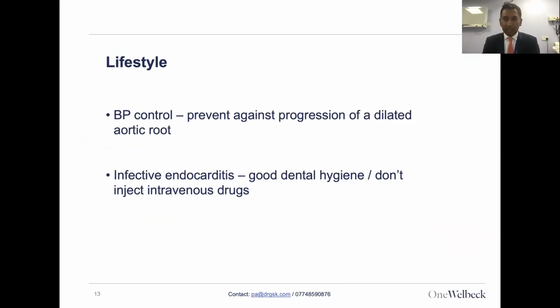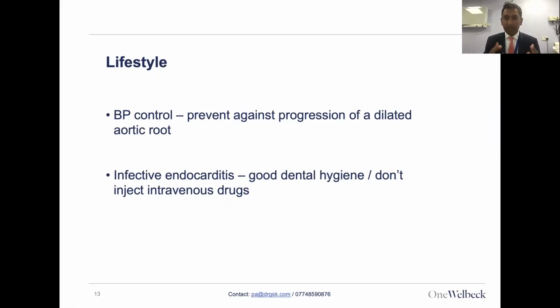So can lifestyle make a difference here? It's hard. Good blood pressure control prevents against progression of a dilated aortic root. And a dilated aortic root could theoretically lead to stretching of the annulus around the aortic valve and make you slightly predisposed to aortic regurgitation. Of course, infective endocarditis could be related to lifestyle if you're injecting drugs. And of course, good dental hygiene is important for prevention of infective endocarditis.